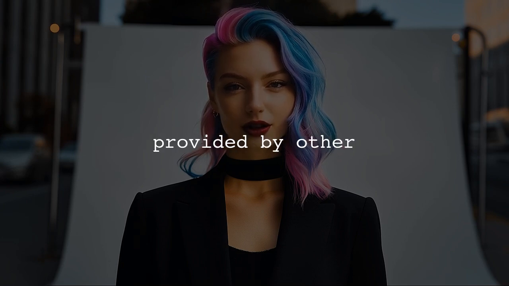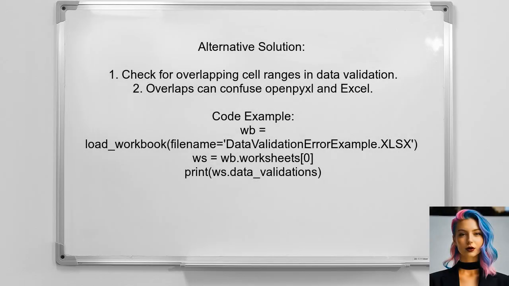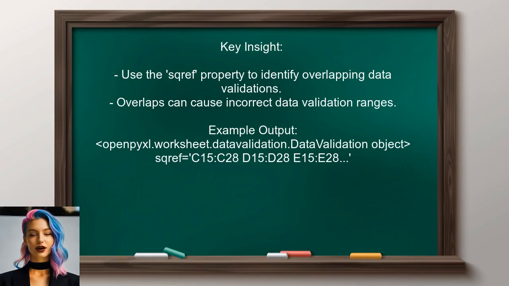Now let's look at the answers provided by other users. One alternative solution suggests that the issue with data validation might stem from overlapping cell ranges in your Excel sheet. This overlap can confuse both openpyxl and Excel. When examining the data validations, the sqref property reveals which cells the validations apply to. Overlapping ranges can lead to unexpected behavior.